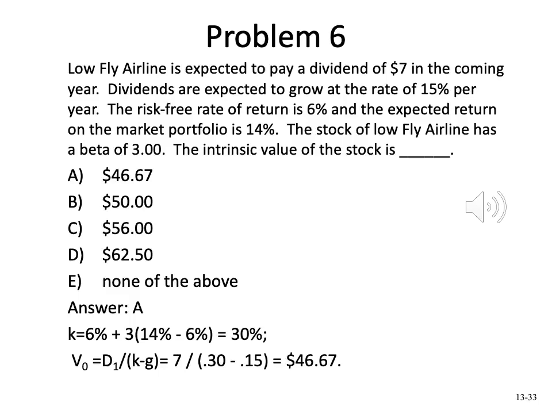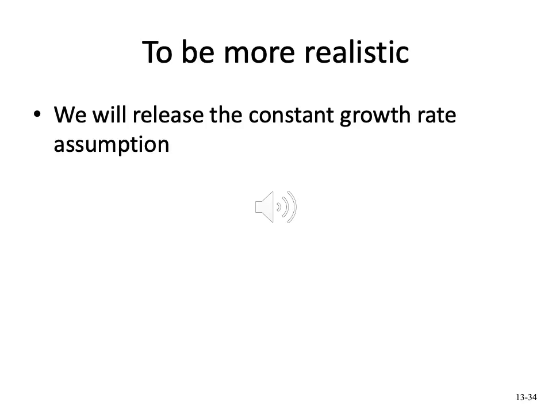So first of all, we calculate the K from the CAPM model, which is 6% plus beta times the market risk premium, 30%. Then we plug in all the numbers in the dividend discount model, $7 D1 divided by K minus G. The stock price is $46.67. So far, we have assumed the growth rate G is a constant number, so that is why we call it the constant growth dividend discount model.